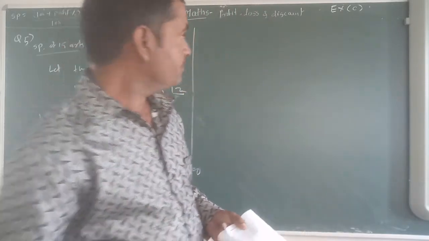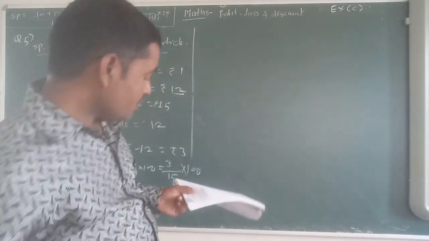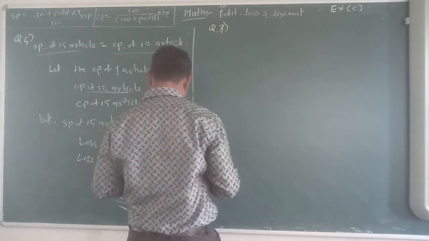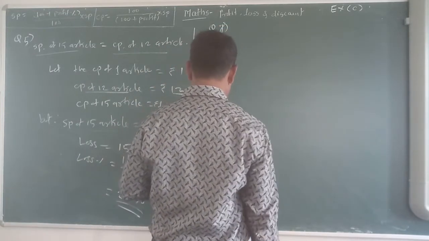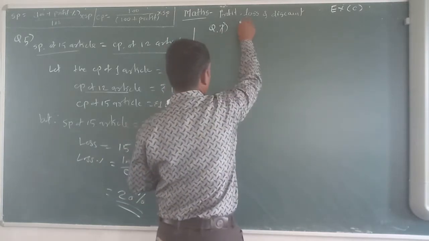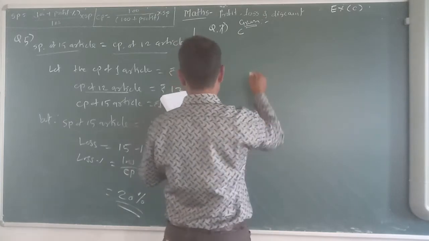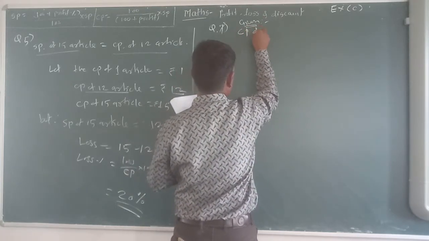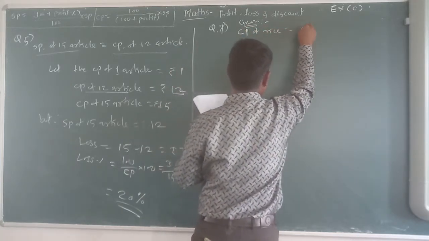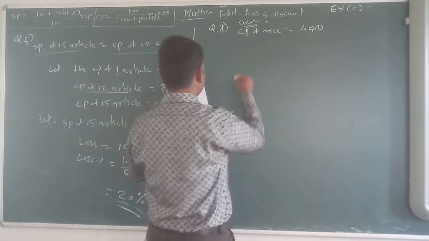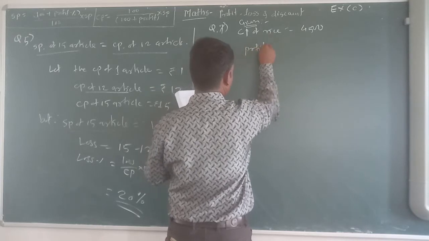Okay, so see now question number 7. I am going to write the answer here. See question number 7. CP given. Whatever you must have to write first, given thing. Whatever is given. What is given? CP of rice. CP of rice is given, which will be the 4,500. Profit desired. How much profit desired?